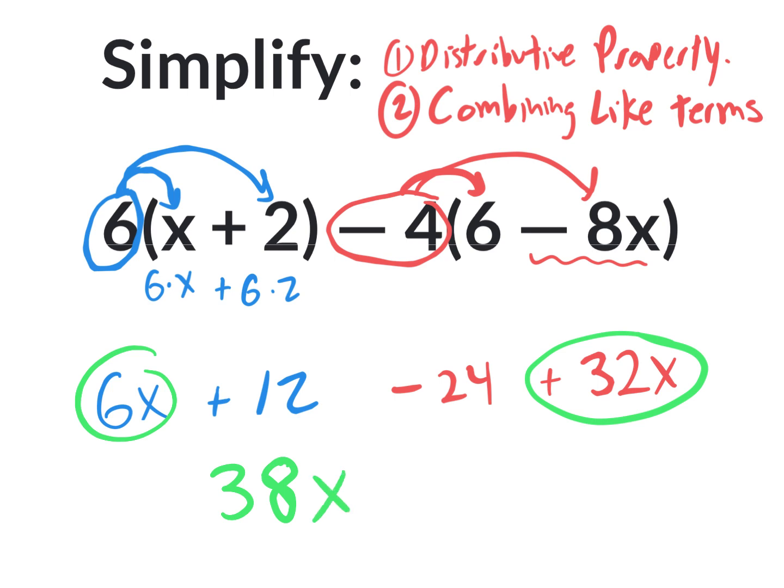38x, that's 38 x's. And then we're going to combine the numbers with the numbers. Positive 12 minus 24. If you're confused with that, use a calculator. Just type in 12, take away 24. It'll give you a negative 12, right? Logically, what I did in my mind is I have $12, I owe $24. I can't completely pay them off. I could pay 12, but I'm still going to owe them 12. So there's my final answer, 38x minus 12.